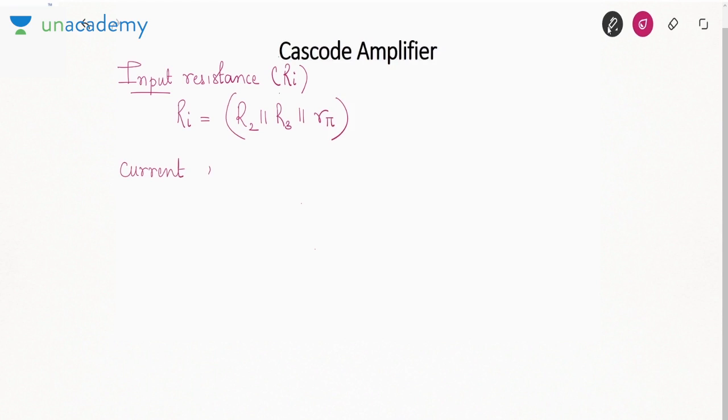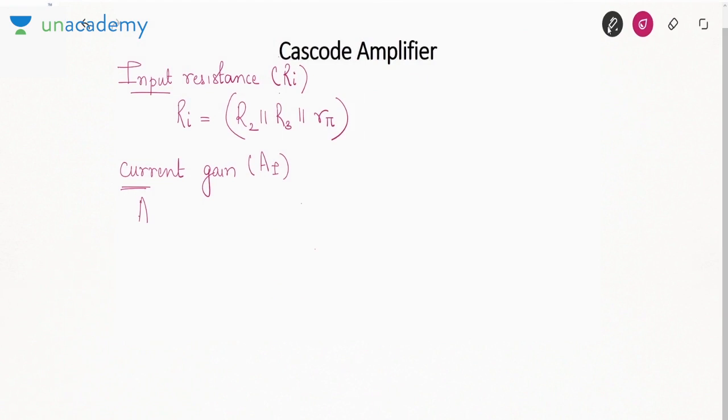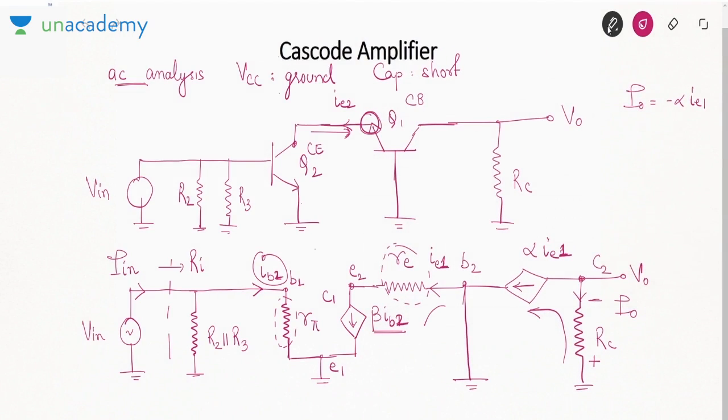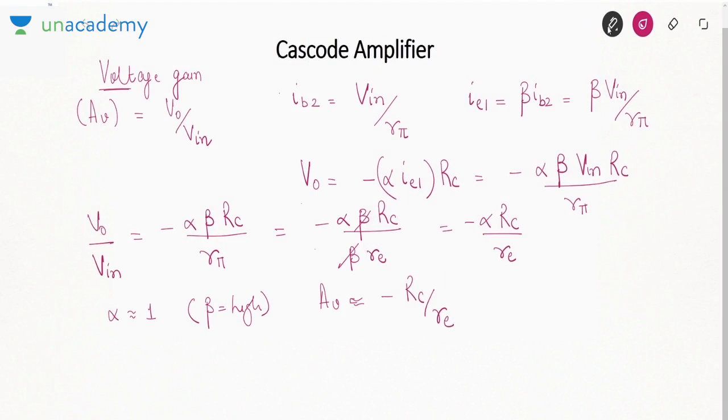Now let us talk about current gain, AI. See, the output current will be something like this, I naught. From here you can say I naught is minus alpha IE1, and this will be the input current I in. So if you want to find I naught by I in, it is minus alpha IE over I in. Now IE is actually equal to IE1. IE1, if you see in this circuit, is equal to beta IB2. So beta IB2 over I in.